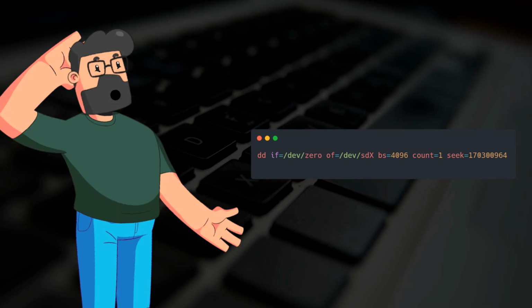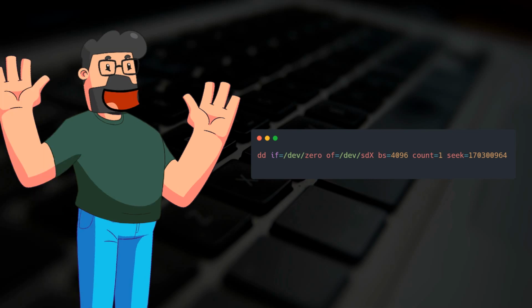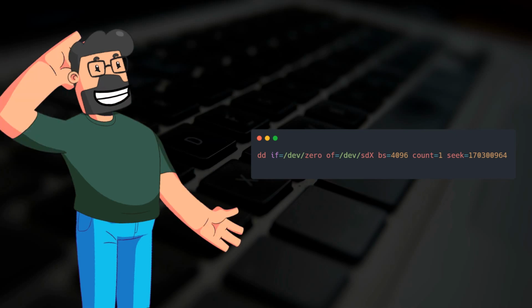As mentioned earlier, one way to tackle this issue is by using a specific command: dd if=/dev/zero of=/dev/sdX bs=4096 count=1 seek=170300964. This command helps enforce a write operation to a particular logical sector, thereby potentially resolving the problem.